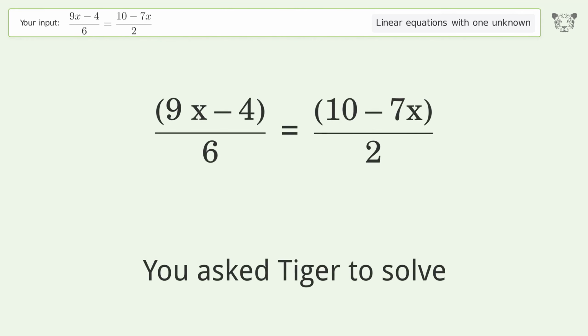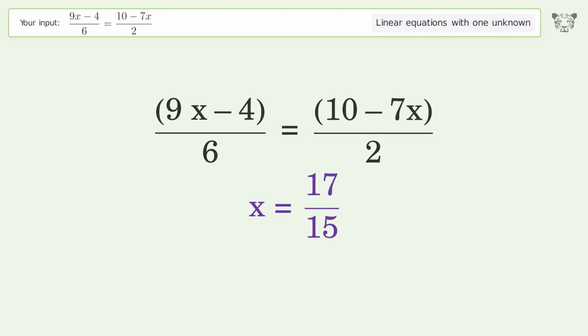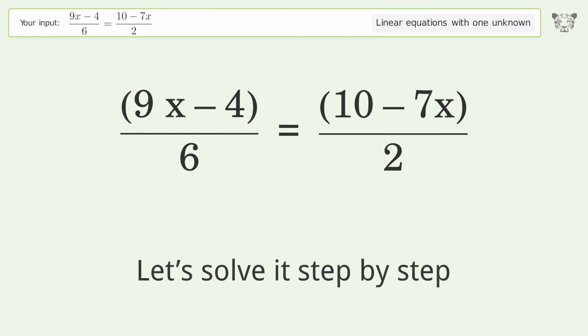You ask Tiger to solve. This deals with linear equations with one unknown. The final result is x equals 17 over 15. Let's solve it step by step.